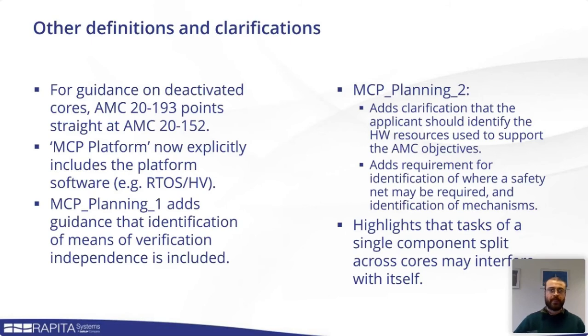AMC 2193 now highlights that if a single component has tasks split across multiple cores, then indeed it may interfere with itself. And the very, very clear implication of this is that if we are splitting a component's tasks across multiple cores that are executing simultaneously, then we do need to do some testing to make sure that regardless of the alignment of these different tasks, we can still guarantee that they will meet their deadlines.